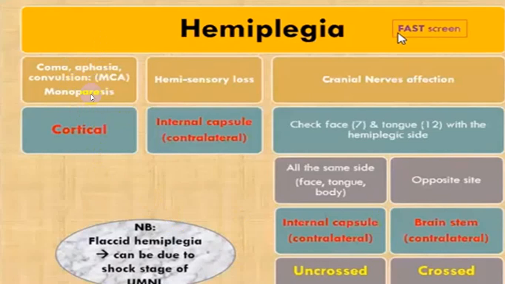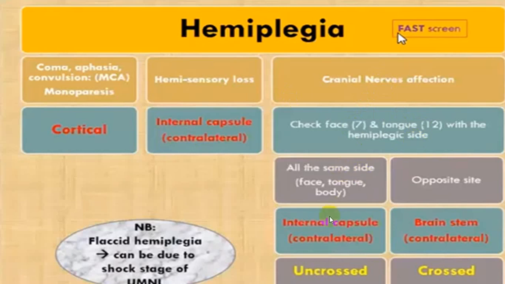Very frequently, it will be one limb more involved as compared to the other limb. Hemisensory loss will be there along with hemiplegia in case of an internal capsular damage. Cranial nerves will be affected, particularly above the midbrain. You will have the lower half of the face and tongue involved on the side of hemiplegia.